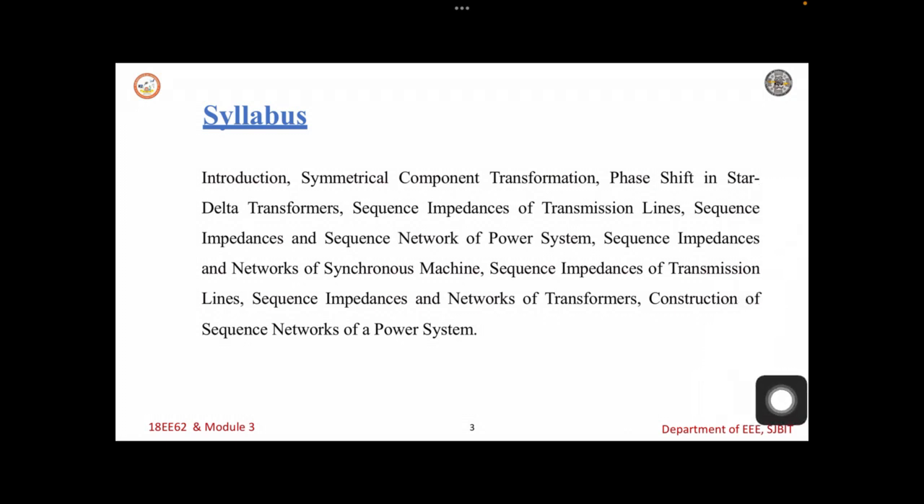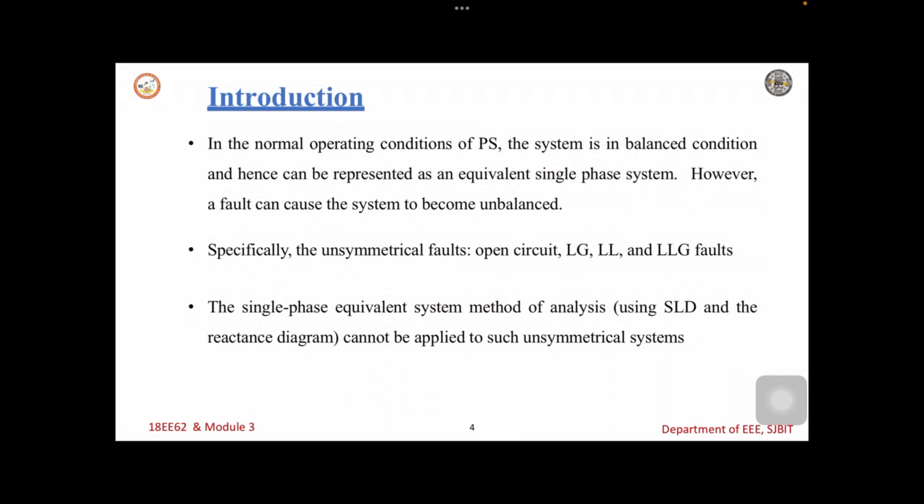we have introduction to symmetrical components, symmetrical component transformation, phase shifts in star delta transformer, sequence impedances and sequence networks of different power system components, and how to write the sequence network of a given power system, and for different sequence networks we have to find the sequence reactance values. So these are the things we will be understanding in this module.